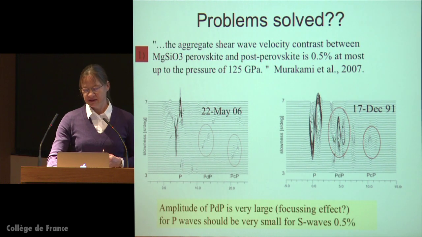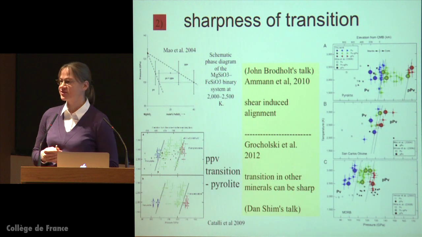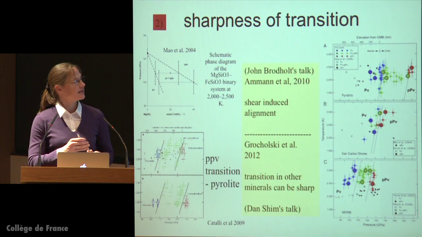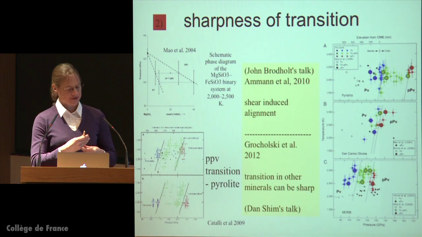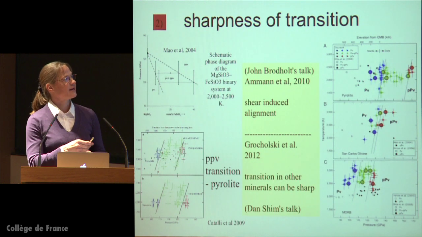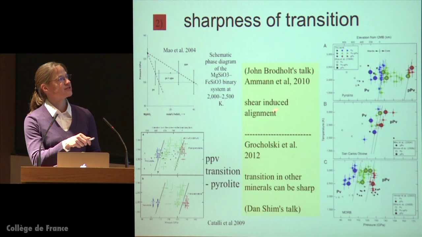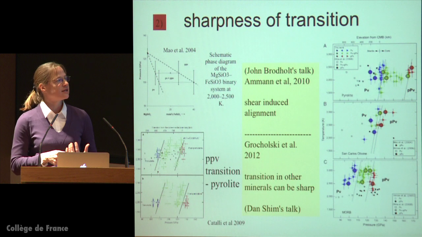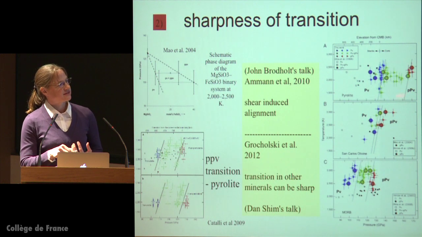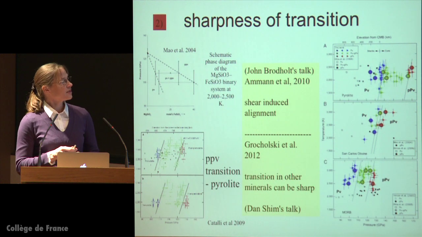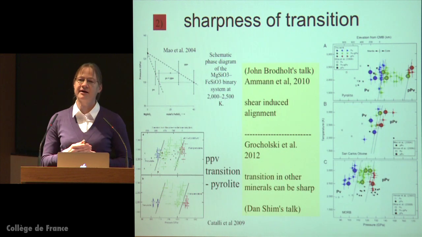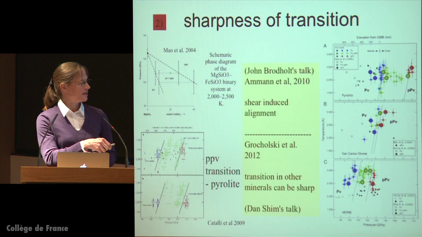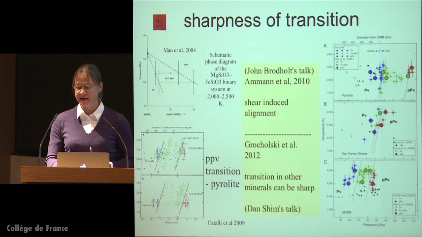So the other thing is the sharpness of the transition. But John already showed yesterday some results from Ammann et al. 2010, where he said that shear-induced alignment of the post-perovskite phase could actually produce a sharp reflector. And this is Dan's result from just now. So apparently we are able to get a bit of a sharper reflector than the work by Catalli in 2009.